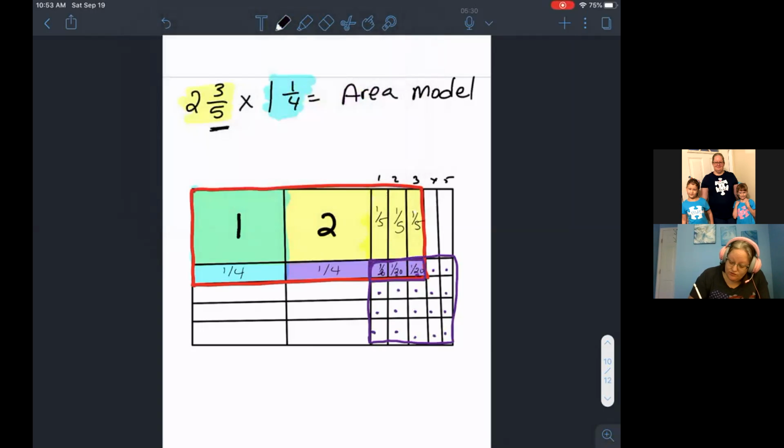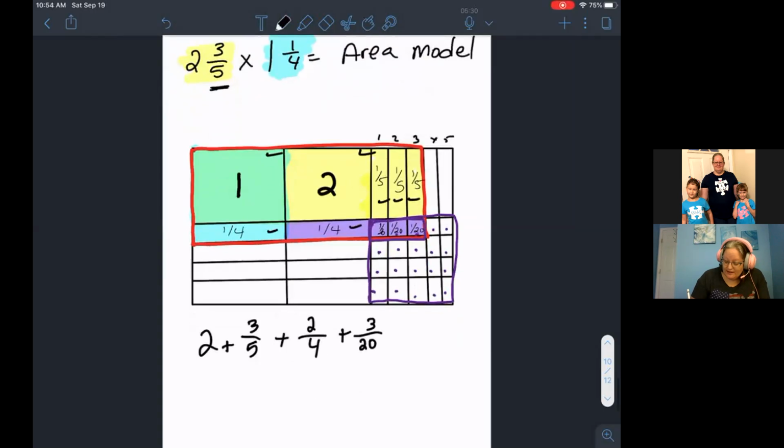Okay, so now what we need to do is add it all together. We've got 2 full units. We have 2 full units, and then we've got 3/5 over here. And then we have 2 1/4s, so that would be 2/4. And then we have 3/20, sorry.